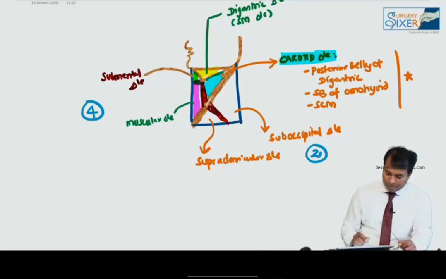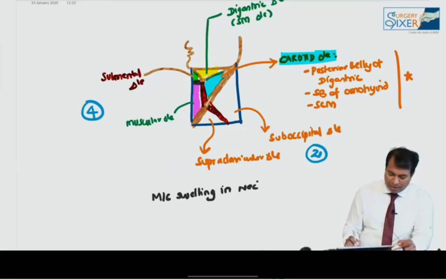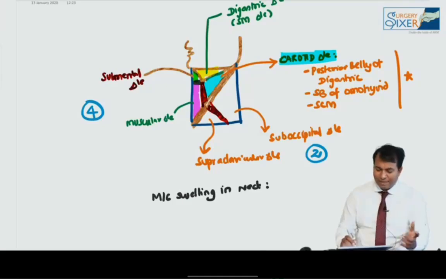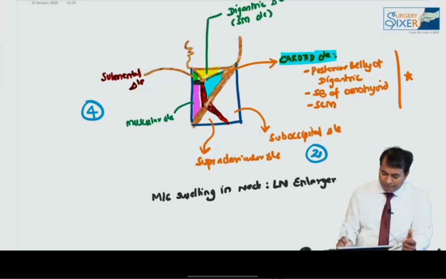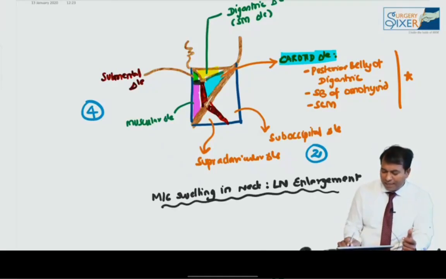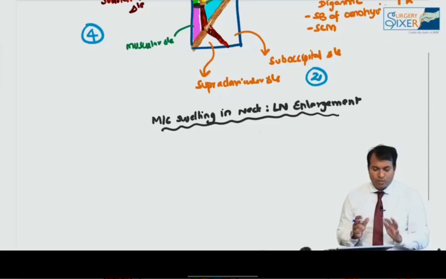Now, what is the most common swelling in the neck? Can you tell me? What is it? That is lymph node enlargement. Lymph node enlargement is the most common swelling in the neck. In any triangle you can get these neck nodes. So neck nodes are the most common among the neck swellings.